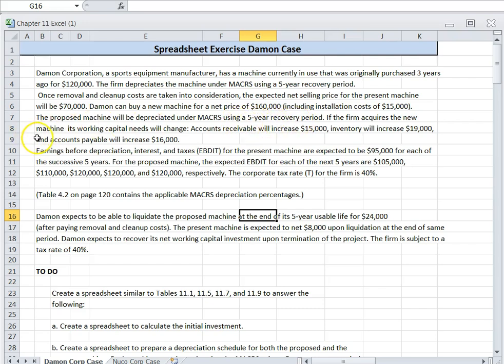If the firm acquires the new machine, its working capital will change. Accounts receivable will increase by $15,000, inventory will increase by $19,000, and accounts payable will increase by $16,000. Earnings before depreciation, interest, and taxes for the present machine are expected to be $95,000 for each of the successive 5 years. For the proposed machine, the expected EBITDA for each of the next 5 years is going to be $105,000, $110,000, $120,000, $120,000, $120,000 respectively. The tax rate for this company is 40%.